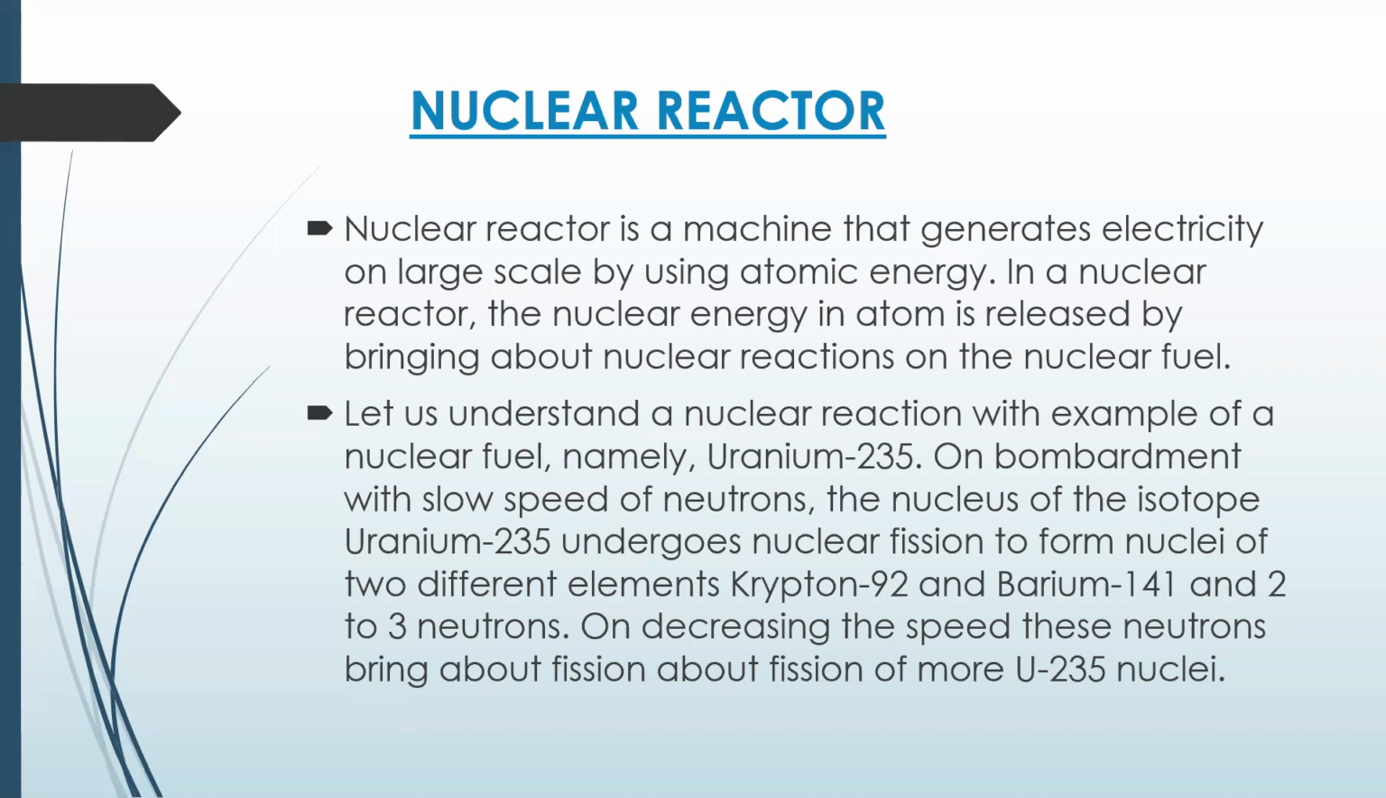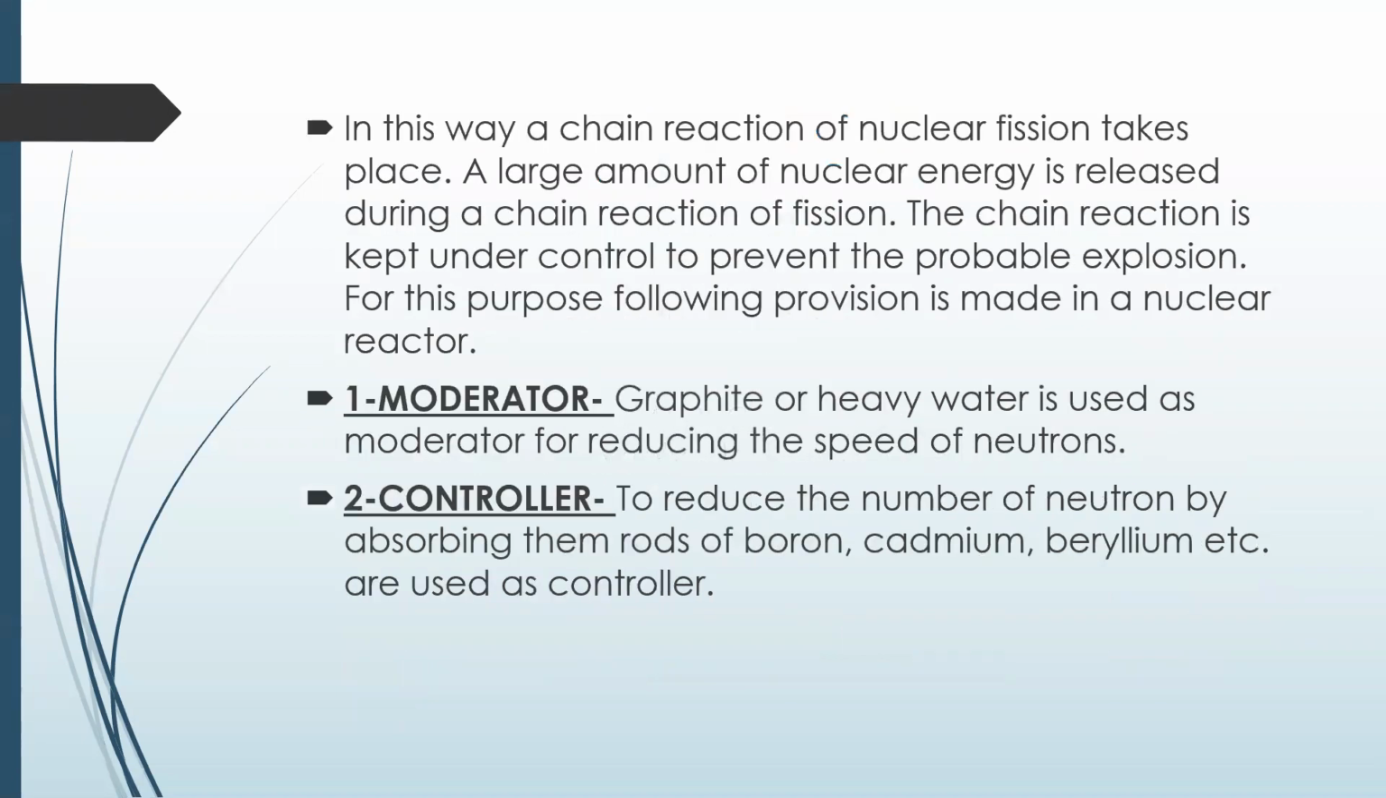On decreasing the speed, these neutrons bring about fission of more uranium-235 nuclei. In this way, a chain reaction of nuclear fission takes place. A large amount of nuclear energy is released during a chain reaction of fission. The chain reaction is kept under control to prevent the probable explosion. For this purpose, the following provisions are made in a nuclear reactor. Number 1, moderator.